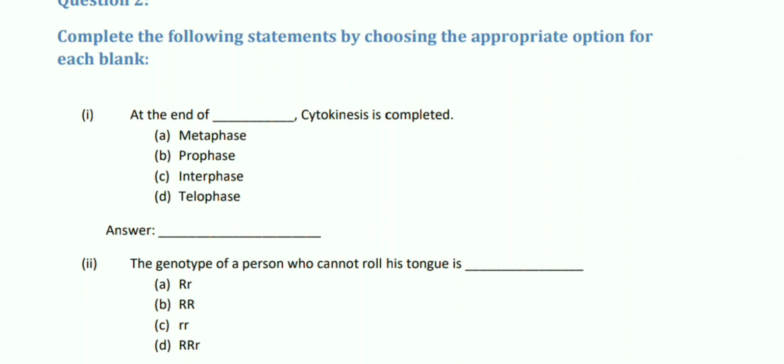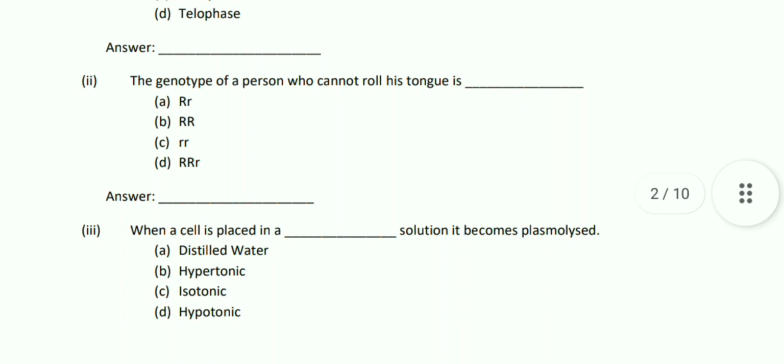Next, question 2. Complete the following statements by choosing the appropriate option for each blank. Okay. So, number 1 is, at the end of dash, cytokinesis is completed. Well, the end of karyokinesis is telophase. So, after telophase, cytokinesis is completed. So, the option is 1D. Next, the genotype of a person who cannot roll his tongue is, this is a recessive condition where a person cannot roll his tongue. So this is option C, small r, small r.